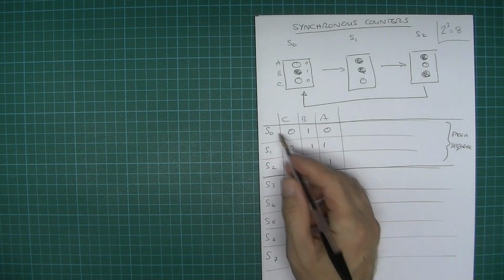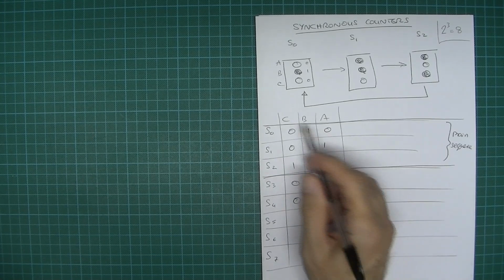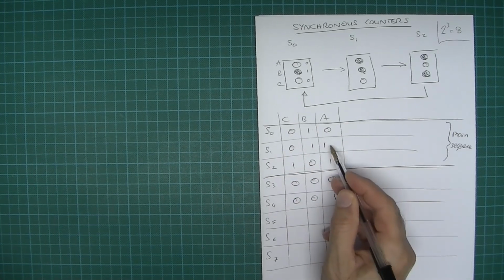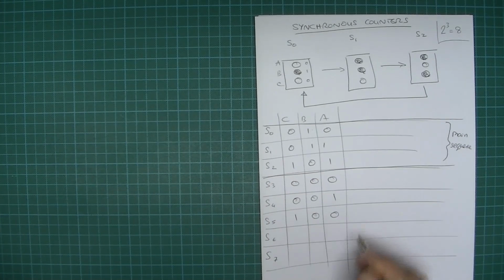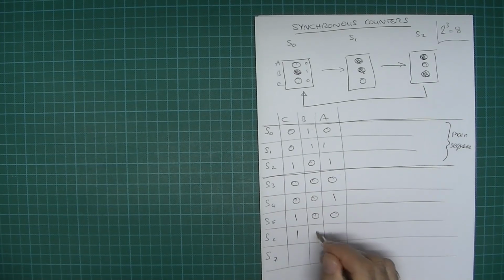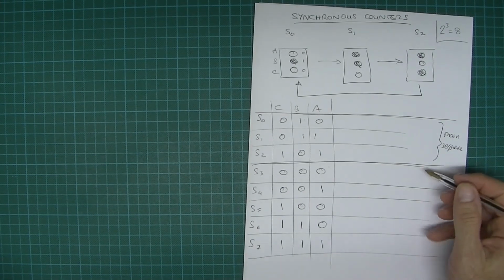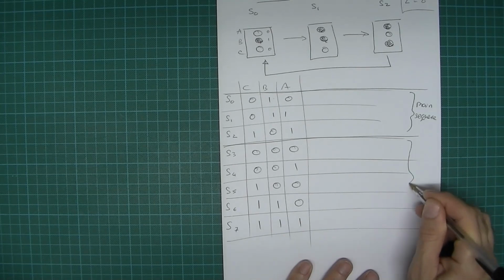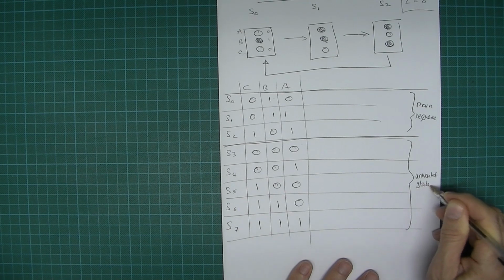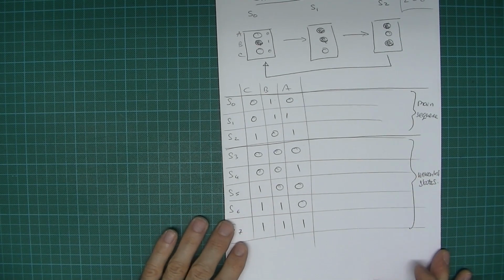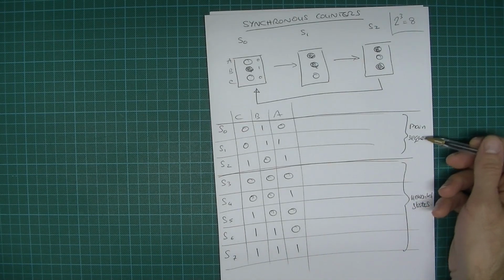So 0, 0, 1 isn't being used, so it's not in the main sequence, so 0, 0, 1. 0, 1, 0 is here, 0, 1, 1 is next, that's here, 1, 0, 0 isn't listed at the moment, so 1, 0, 0. 1, 0, 1, 1, 1, 0, and 1, 1, 1. Okay, so these are my unwanted states. So if I were to start my circuit up and I were to be in an unwanted state, I would want to join the main sequence.